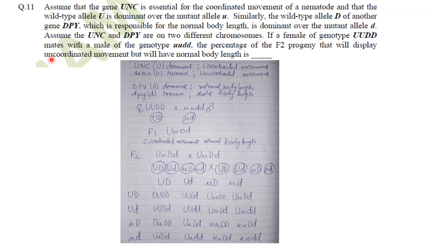They have asked for the one which is showing uncoordinated movement and will have normal body length. So uncoordinated movement is a recessive character, so it should be small u, small u. And normal body length can be capital D, capital D or capital D, small d. So that is seen in 3 cases, 1, 2 and 3 out of 16. So the ratio will be 3 by 16 into 100, so 18.75%.